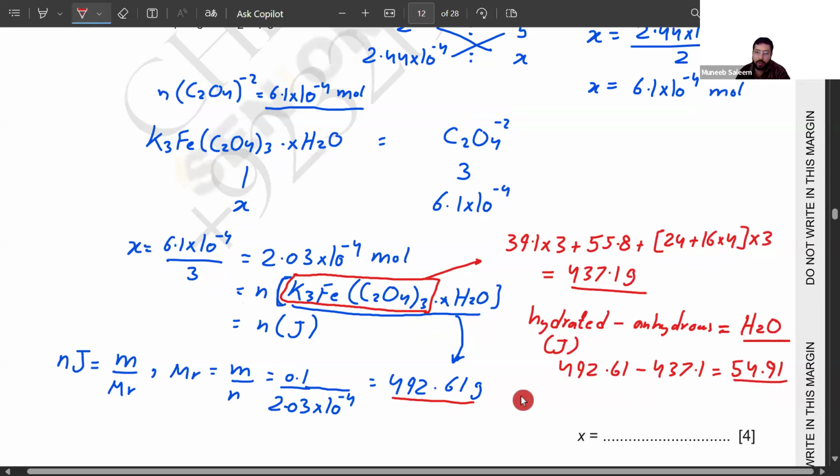Okay, now the next part is simple: divide by its relative mass, its Mr value. So 54.91 divided by the Mr of H2O, which means 54.91 divided by 18. So when you calculate it, you will get the answer 3. So 3 is the final answer.